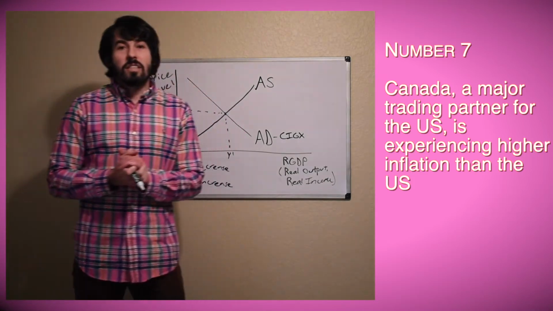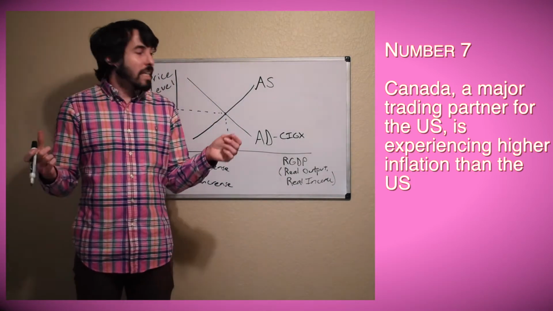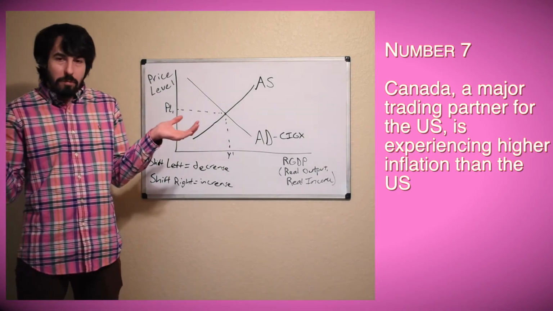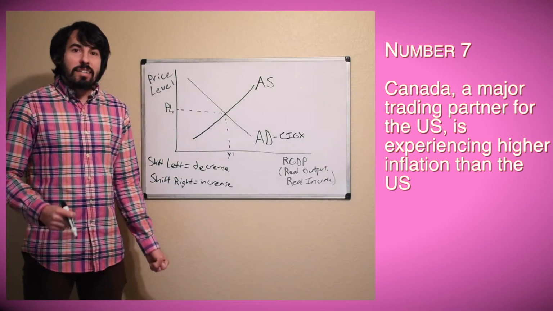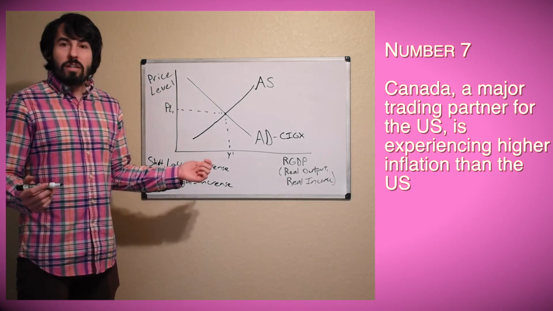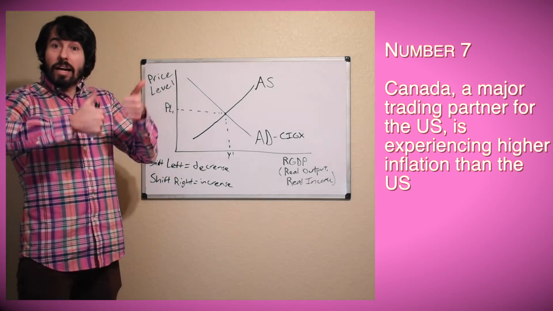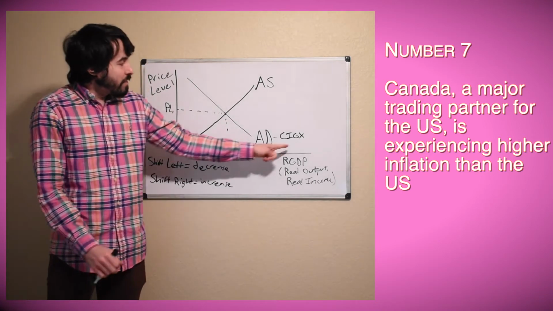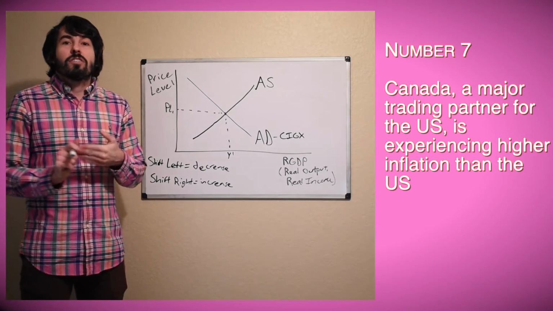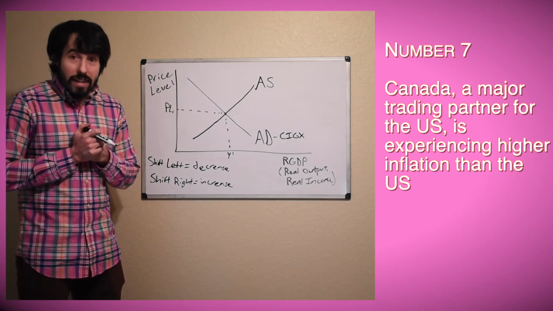All right, let's look at number 7 now. Number 7, Canada, a U.S. trading partner, a major U.S. trading partner, we're next door neighbors, we trade. Canada is experiencing higher inflation rates than the United States. So if Canada's prices are going up higher than ours, this is going to be affecting net exports. If their prices are higher than ours, we're not going to go buy any of their stuff.